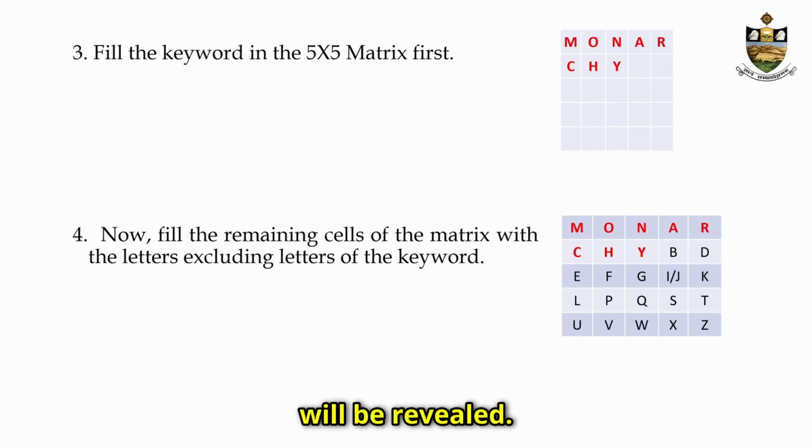It will not be revealed. Next, after choosing the keyword, the first cells of the 5 by 5 matrix are filled with the keyword. With reference to this, we have chosen the keyword as monarchy. The first 8 cells are filled with monarchy. There should not be any repetition of letters. After completion of filling the keyword, the remaining letters of the alphabet, excluding letters in the keyword, will be filled in the other cells of the matrix. So this is the basic preparation required for any encryption or decryption procedure using Playfair cipher.